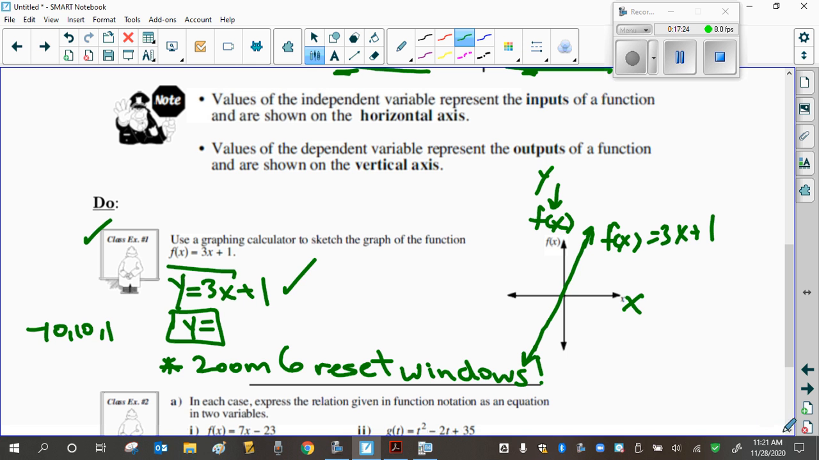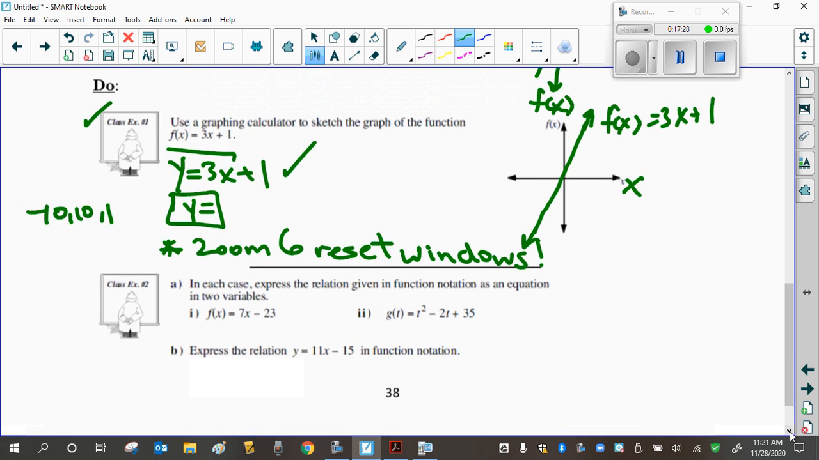Okay, example 2, you're going to want 25,000 of these questions on the test, because this is all you do. I'll do one of them, you do the next two. It says express relation in function notation as an equation in 2 variables. What does that mean? It means wherever you see f of x, you put y. And you're done, full marks. So go ahead and do this one, and go ahead and do this one.